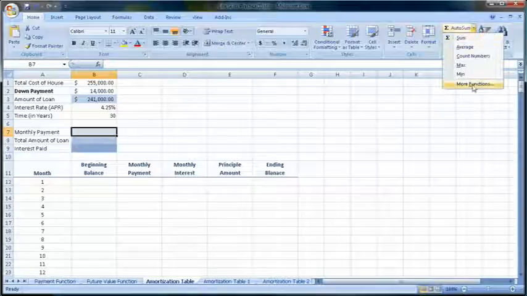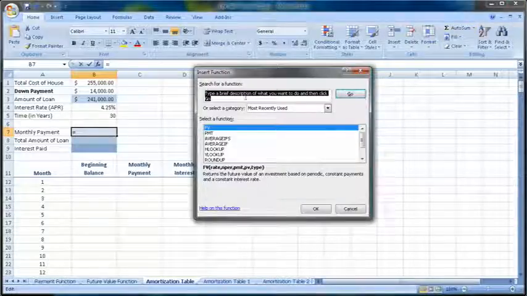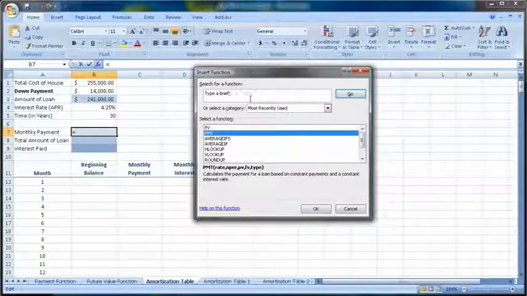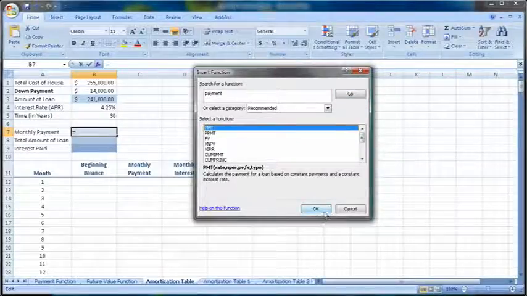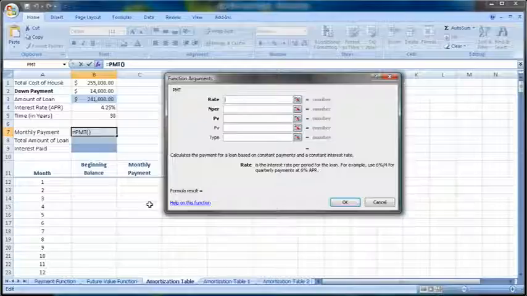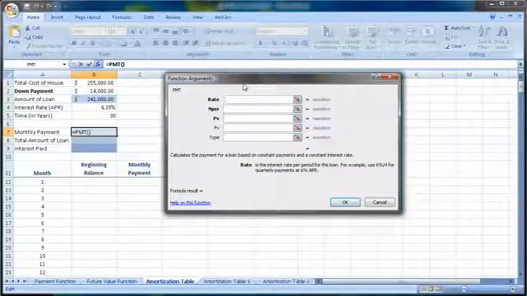I'm going to come up to the More button next to Auto Sum, More Functions, and I've recently used the payment function, so it's here. If not, I could certainly have typed it in here as PMT or simply payment. There's the payment function, and of course it calculates the payment for a loan based on constant payments and a constant interest rate. Now, one of the real benefits of an amortization table is we can go in and make some what-if scenarios here, changing payments, making additional payments, and see what happens to the interest or how much sooner I can pay off my home.